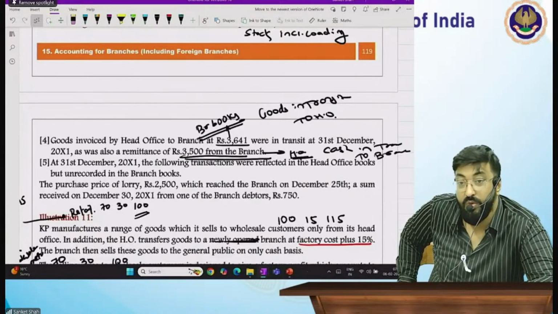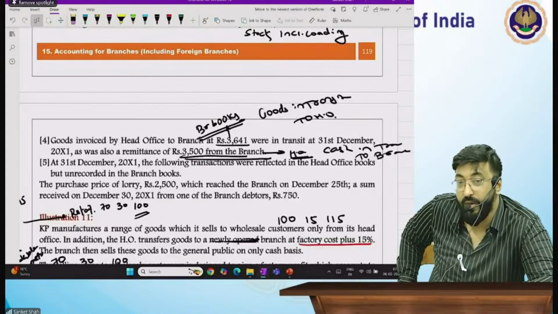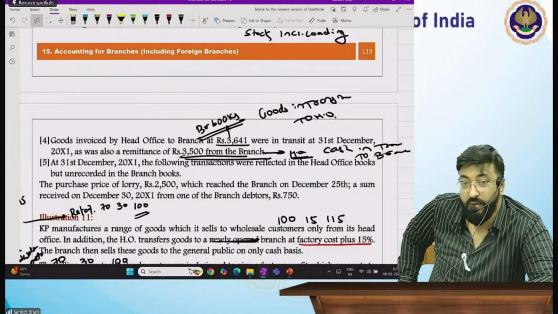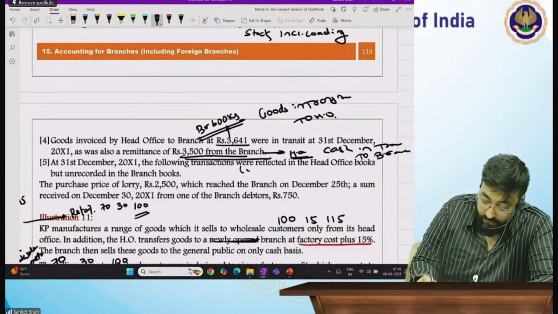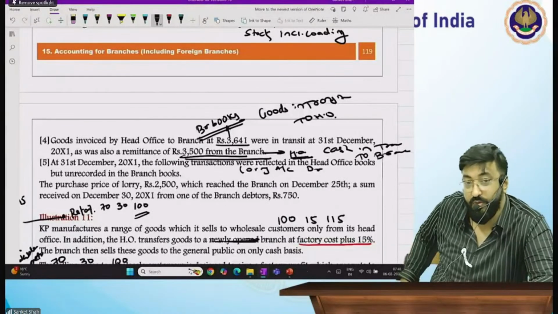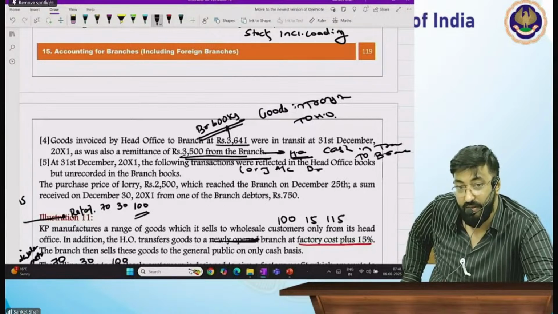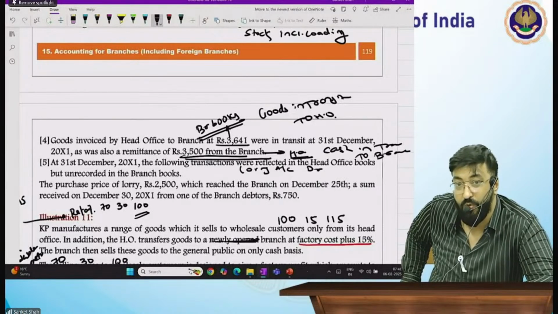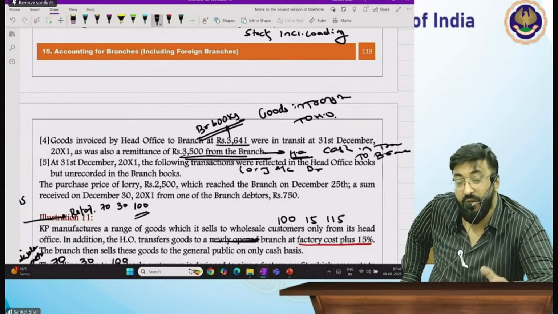Sir, in the head office, previous account debit or lorry account debit? Lorry account debit. But in the head office, even though the branch receives it, the asset is not recorded in the branch books. So now record it. They were asking you to record it in the branch books. What is given in the question?